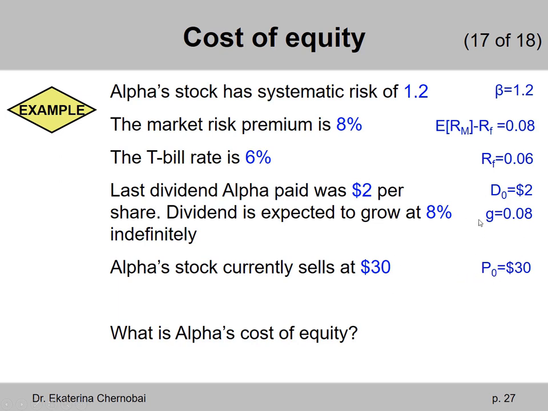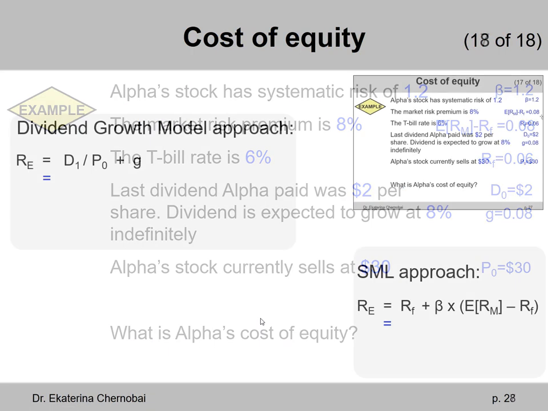And the last three, the dividend, the growth rate in the dividends, and today's price, is what we need to use approach that we called approach number 1, the dividend growth model approach. So we can use either approach. Let's calculate the cost of equity. What are we going to do?